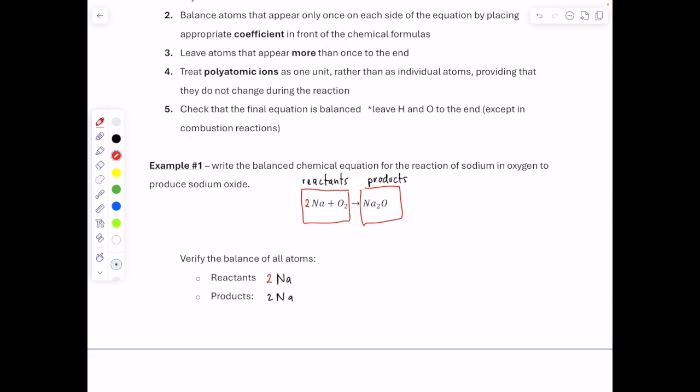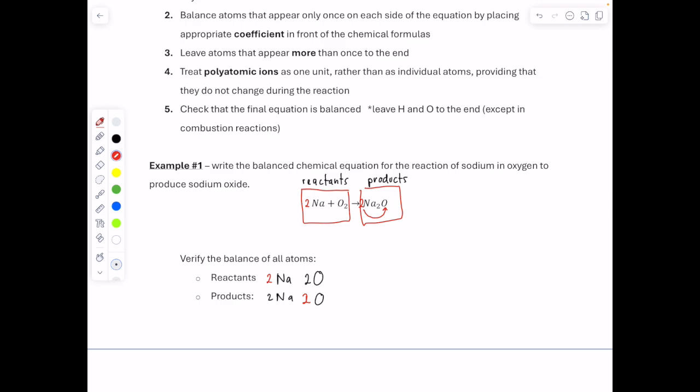Now let's look at oxygen. In the reactants, we see that there are 2 oxygen. And in the products, there's only 1. In order to make these balanced, I have to place a coefficient 2 in front of the products. You would multiply this coefficient by the number of oxygen. So now there are 2 oxygen present in the products.